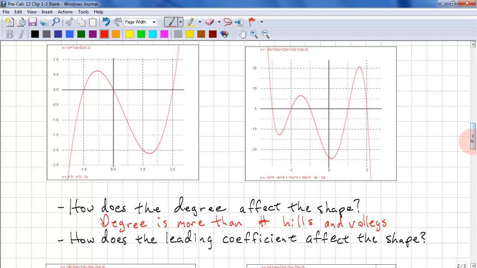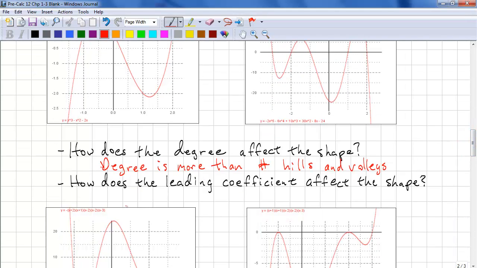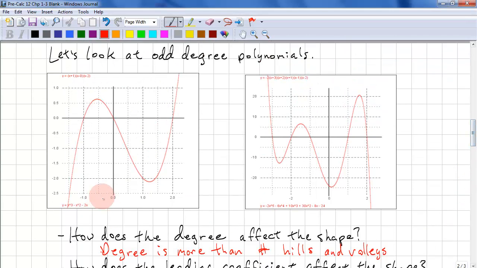How does the leading coefficient affect the shape? Okay, so we have positive, and here we have negative. So, very generally, we can say that it matches the slope of a line. Or we can say that for positive, it starts in quadrant 3, ends in quadrant 1. For negative, starts in quadrant 2, ends in quadrant 4.